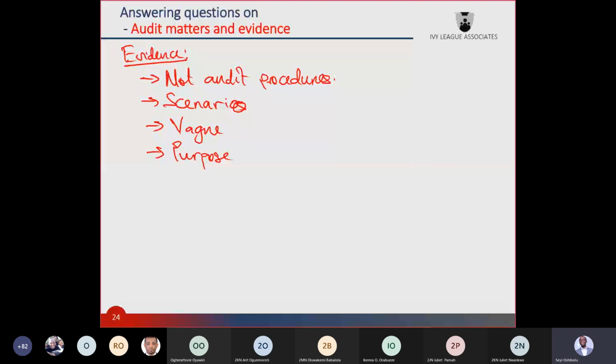So when I say vague evidence, for example, you say evidence that the asset is insured. What is holding you from writing insurance contracts itself? Evidence that the company paid $10 million to acquire the company. What is holding you from stating the particular evidence that will show that we've paid $10 million? Purpose. Don't just say minutes of board meeting.